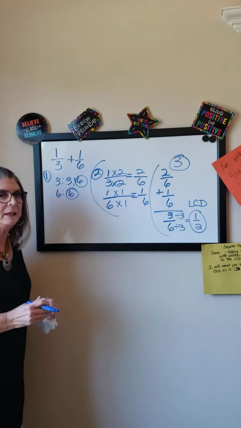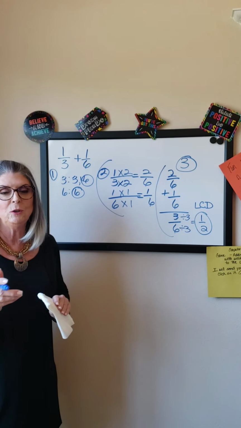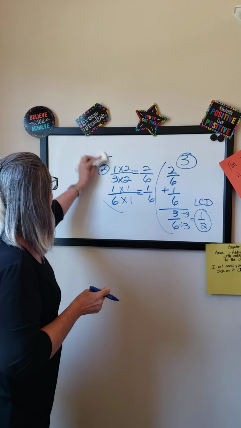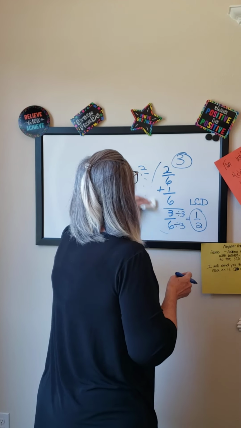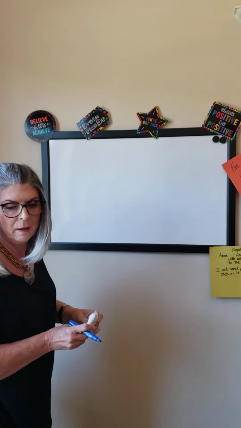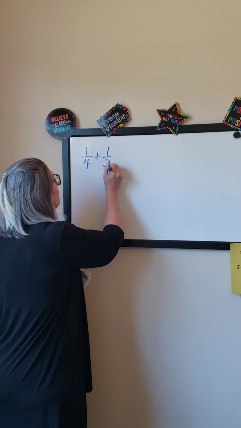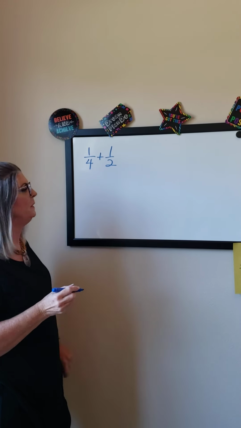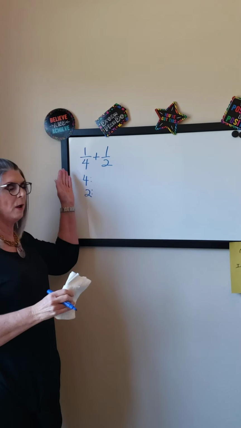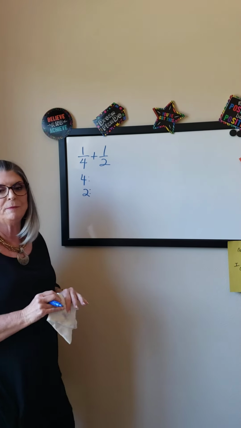So we can do this again. I'm going to write another problem, and then you will work with me as we do it together. And we'll walk through the steps again. Okay, we are going to do 1/4 plus 1/2. We have to find the common denominator, so we will do it through multiples. Have you already written this down on your whiteboard? Give me a thumbs up if you have.